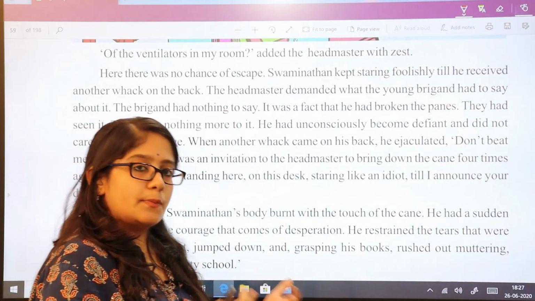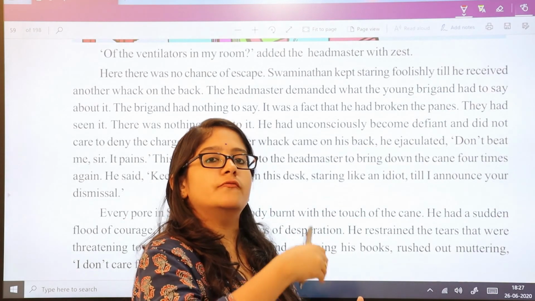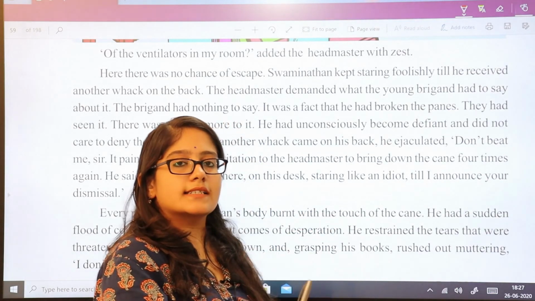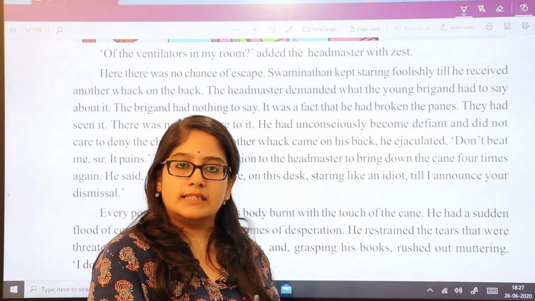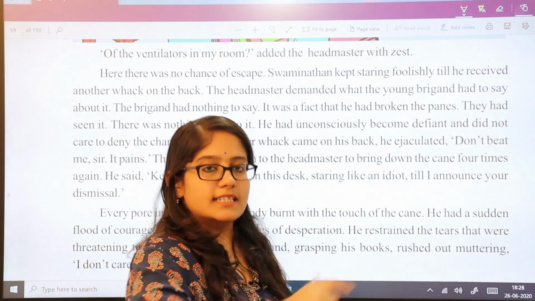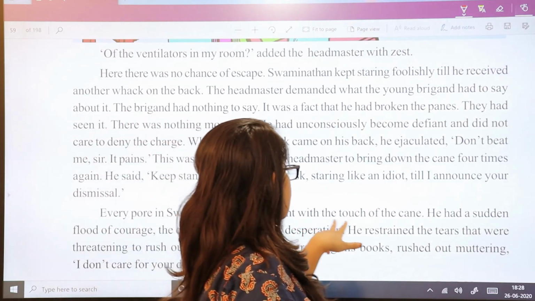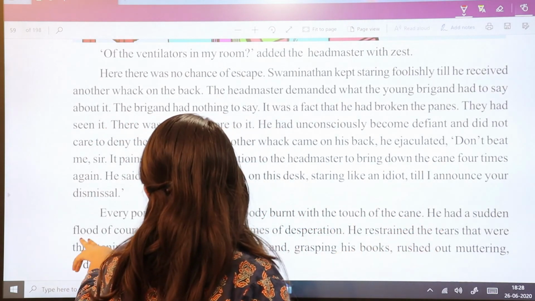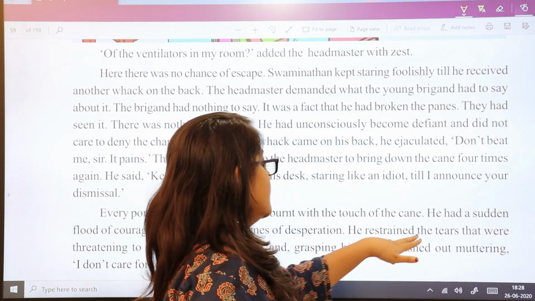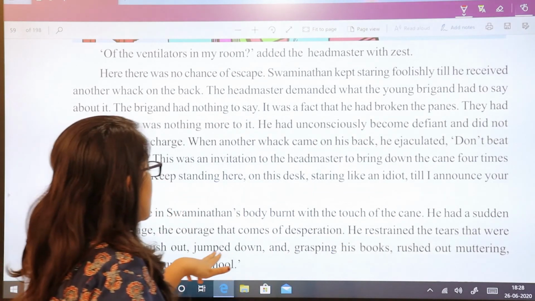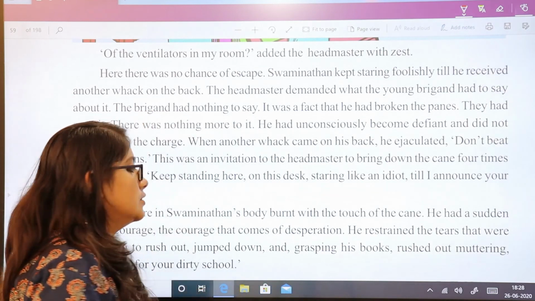Dismissal means suspension. The title is Swami is expelled from school. Expelled means to force someone to leave, to ask someone to leave. So he said, "Just keep standing on the desk. Keep receiving these beatings till I announce your dismissal, your suspension." Every pore in Swaminathan's body burnt with the touch of the cane. He had a sudden flood of courage, the courage that comes of desperation. He restrained the tears that were threatening to rush out, jumped down, and grasping his books, rushed out muttering, "I don't care for your dirty school."